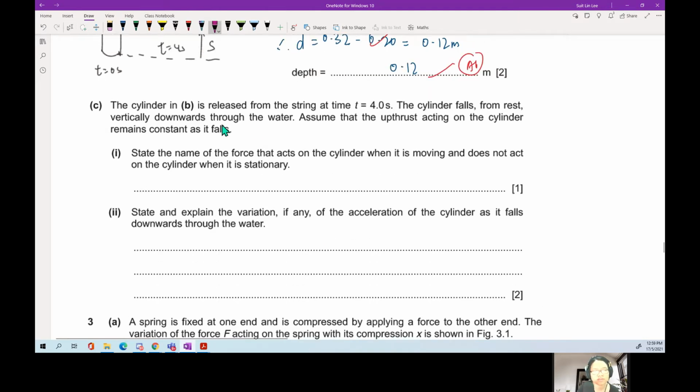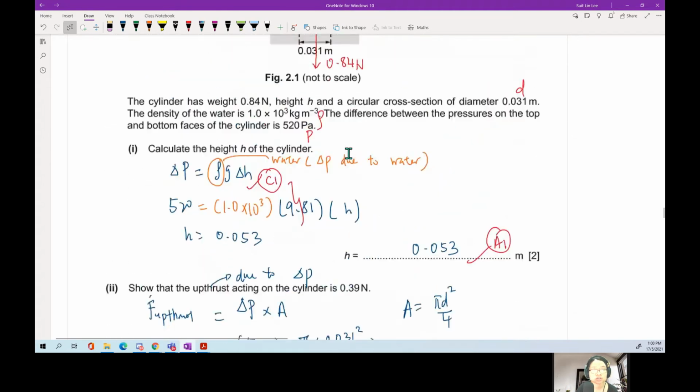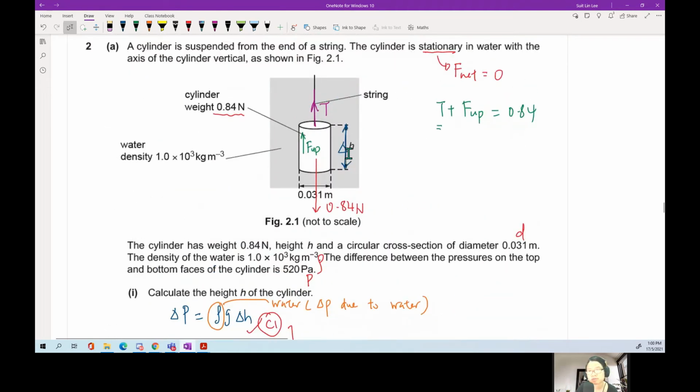So if I release from the string at t equal to 4, two things are happening here. Release from the string now, tension equal to 0. There's no more tension in my cylinder. So when I draw the forces, I don't have to think about this tension. No more tension already.